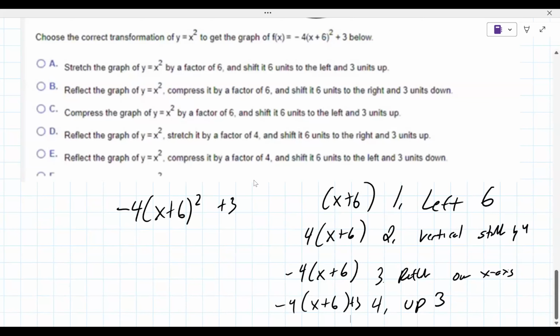So you're looking for the one that says, well, these are out of order, but it should be 6 units to the left, 3 units up, stretch, and then we're looking for a reflection. Do any of them say reflection? Oh, there it is. What's E? What's F? Looks like it might be F. F is reflect the graph of y equals x squared, stretch it by a factor of 4, and shift it 6 units to the left and 3 units up. And that's exactly what we just did.